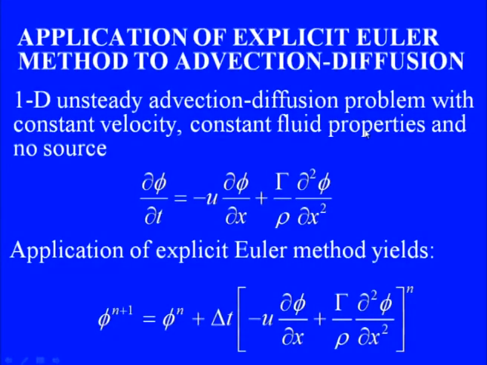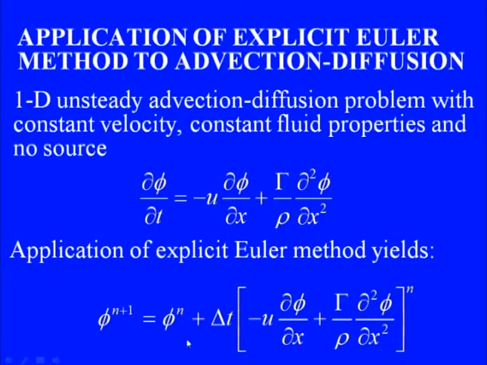Now let us apply our explicit Euler method to the advection-diffusion problem. For the 1D advection-diffusion problem, we have already seen its generic transport equation, written in a form very similar to an initial value problem, where we assume the velocity to be constant, fluid properties also constant, and no source term. So we will write it as del phi by del t is equal to minus u del phi by del x plus gamma by rho del 2 phi over del x square.